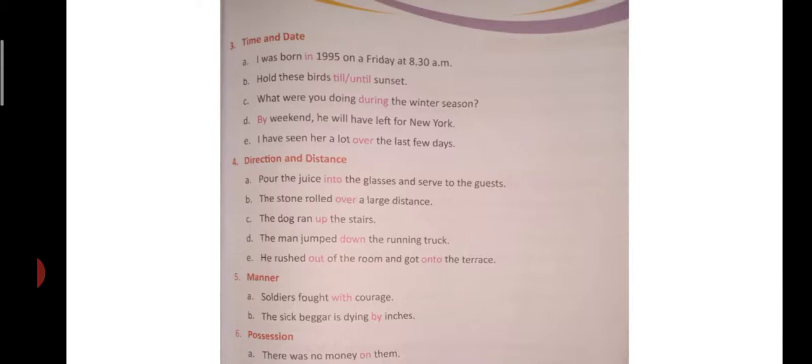The next is manner. Soldiers fought with courage. The sick beggar is dying by inches. Here it is showing the manner with by.